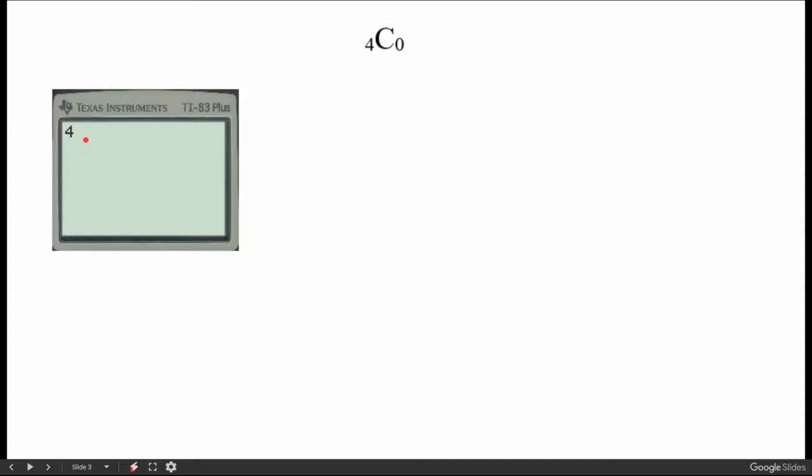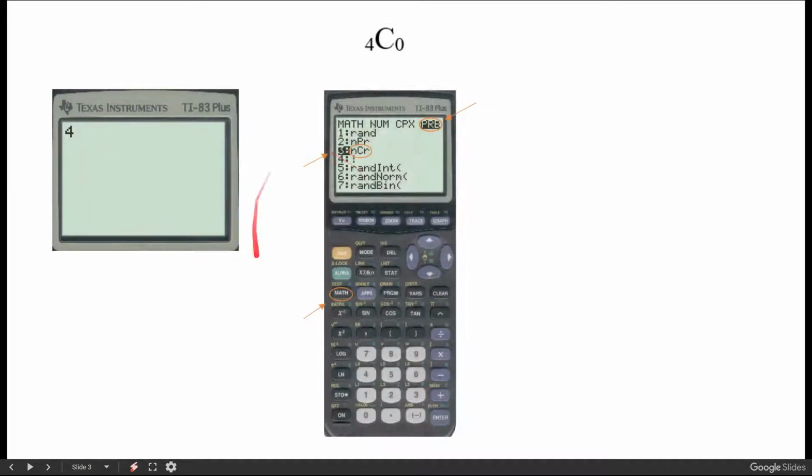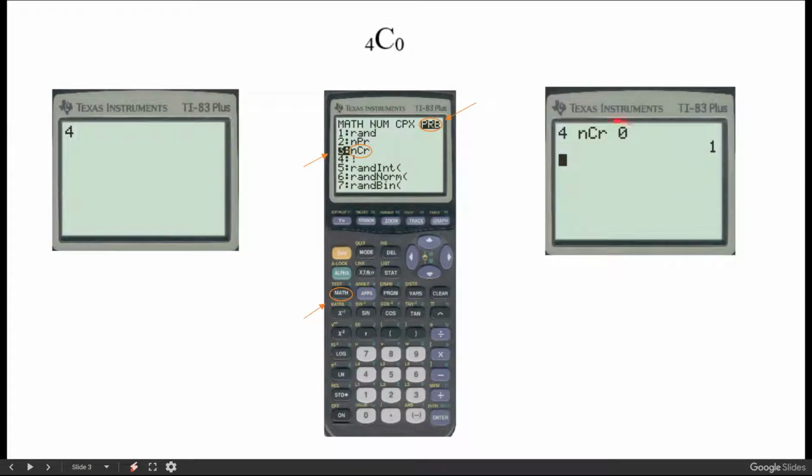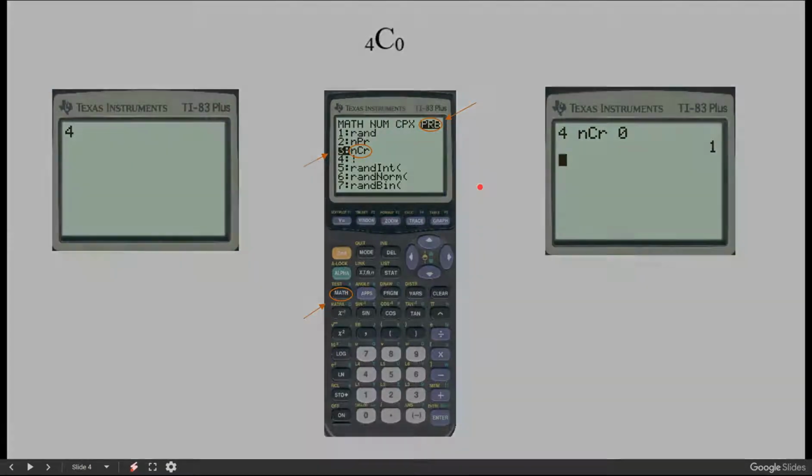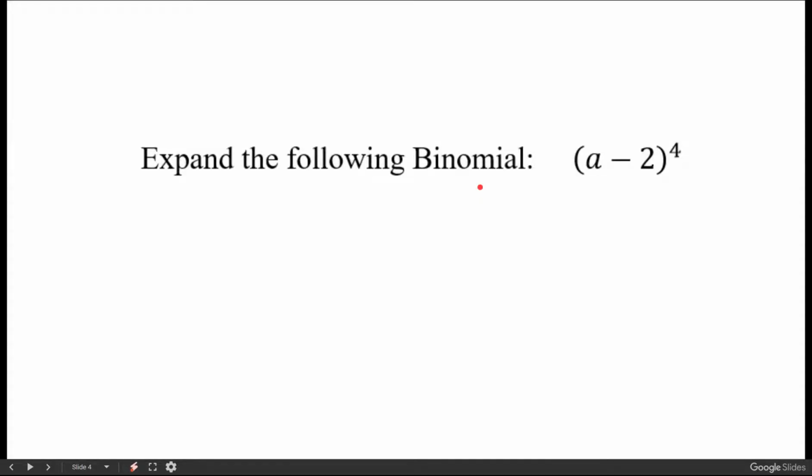So before we can actually use the combination, I have to teach you how to enter it into your calculator. The first thing you're going to do is enter a 4, hit enter. You're going to go to math, probability, number 3 for n choose r. We can say n combination r, n choose r. And then lastly, we would enter a 0 in this case, and we would get a 1. All right, so let's try it with a problem.